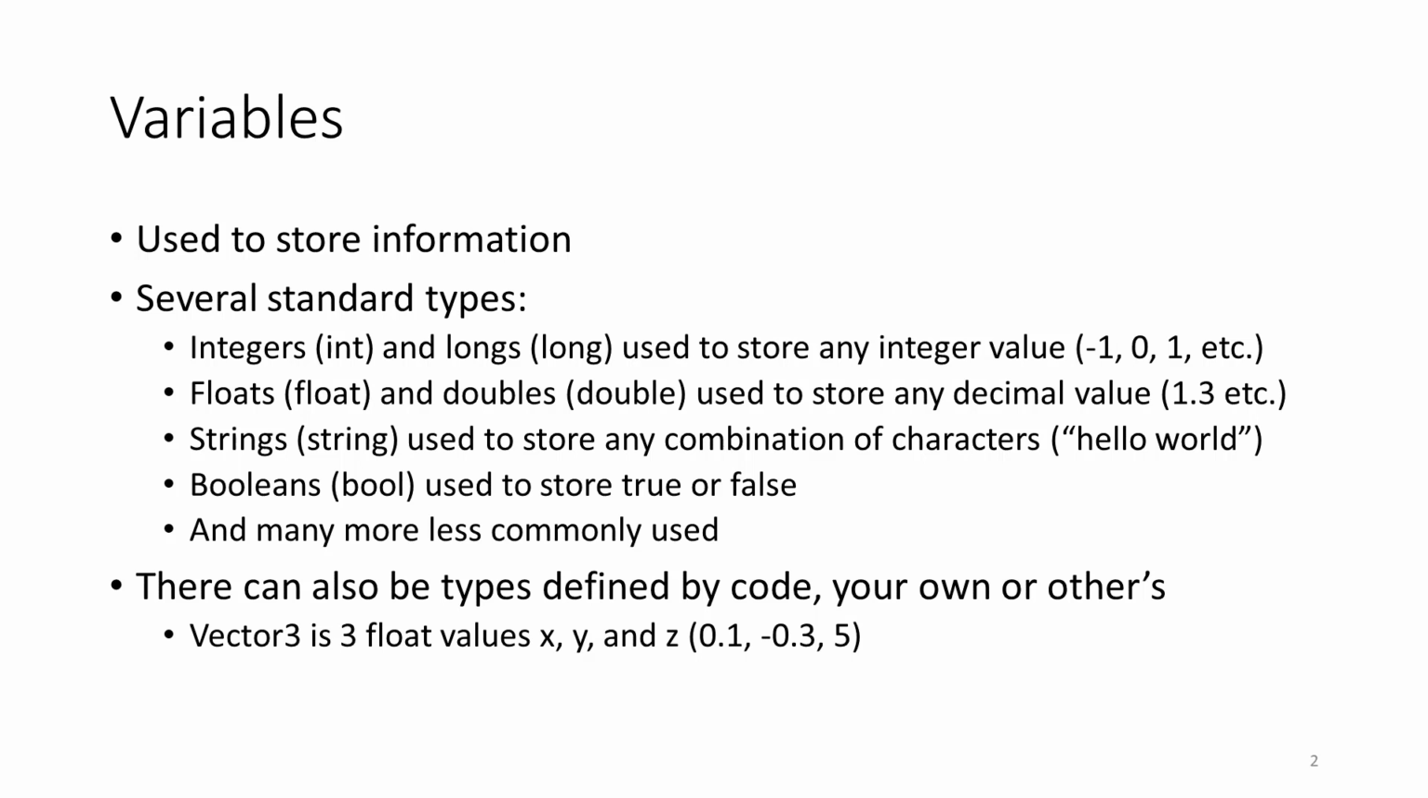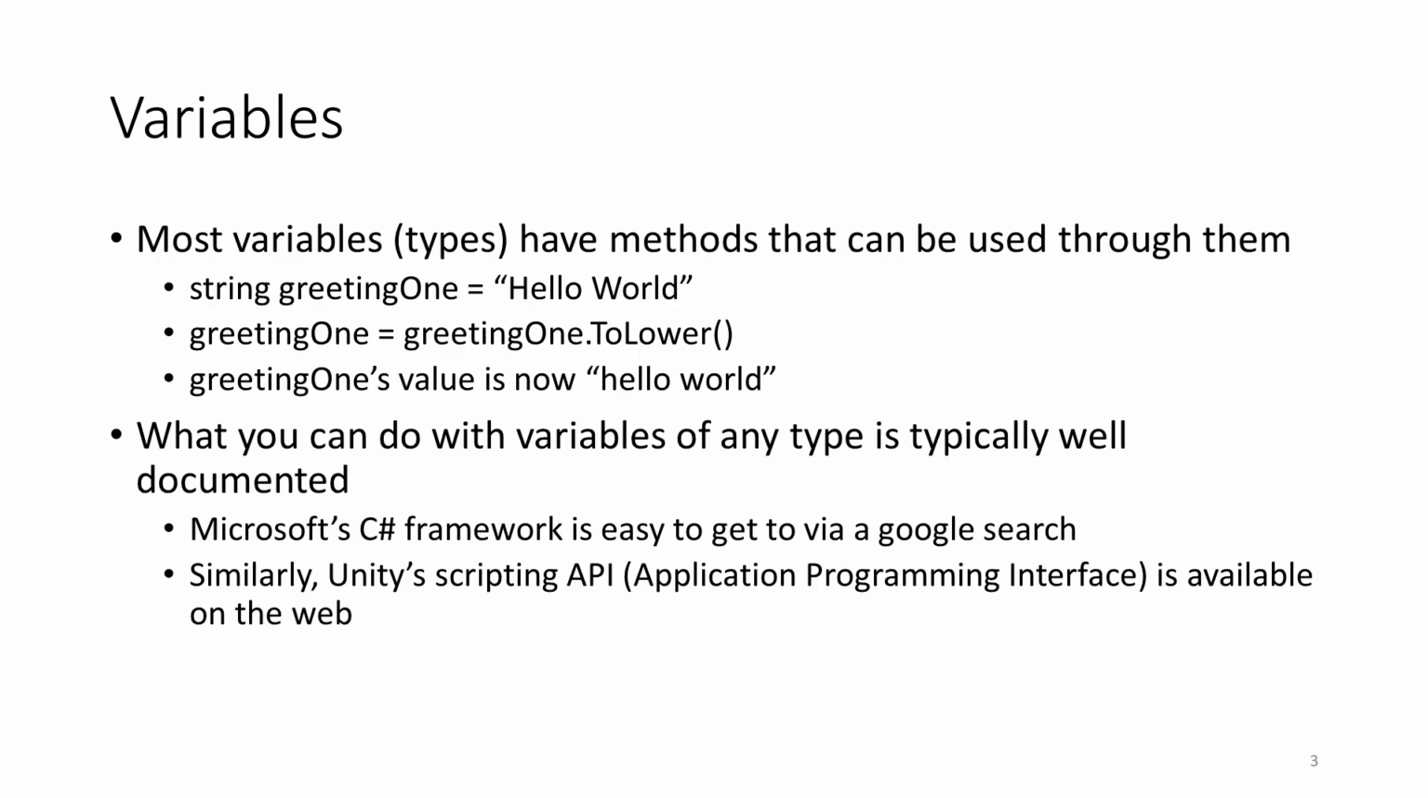Types can also be defined by code, either your own or another person's. Vector3 is a type defined by Unity for you to store 3 float values, x, y, and z. Most variables have methods that can be used through them. These methods usually do one of the following. They update the value in the variable, they return, or give back, a modified value without changing the original, or they read some value back from the variable.